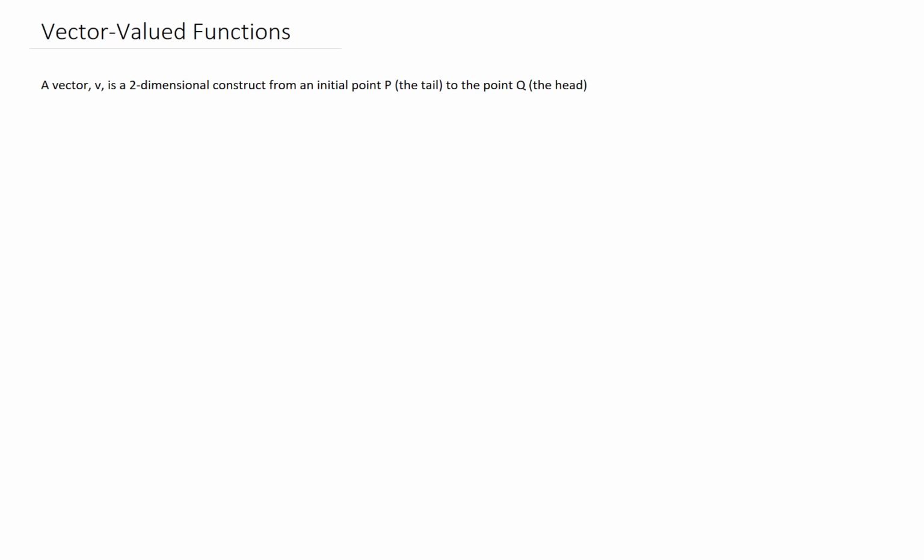In this video, we're going to take a look at vectors, vector-valued functions, and motion problems using vectors. So let's first start with the definition. A vector V is a two-dimensional construct from an initial point P. So if you've got some location P to Q, the P is known as the tail and the Q is known as the head. And it can be written as PQ with a little arrow above to match the direction of the vector.